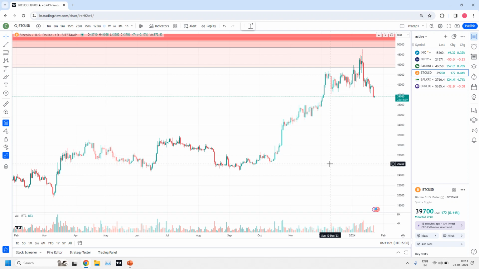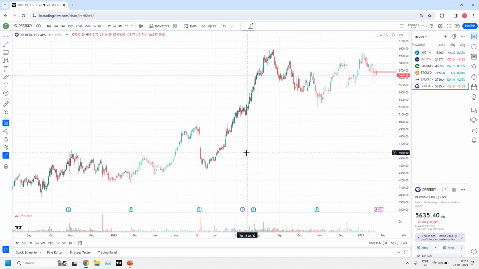Let me show you an example. So this is the stock we have seen recently. That is, I think, last Thursday, Dr. Reddy Lab. Let me go to 75 minutes.